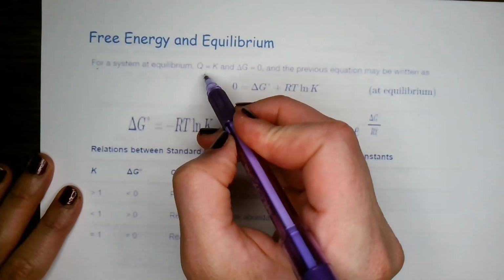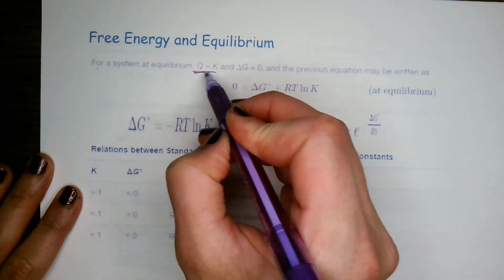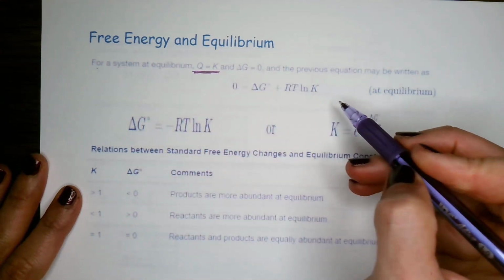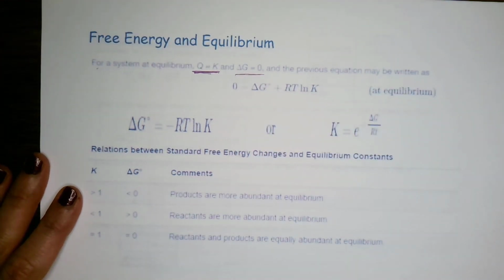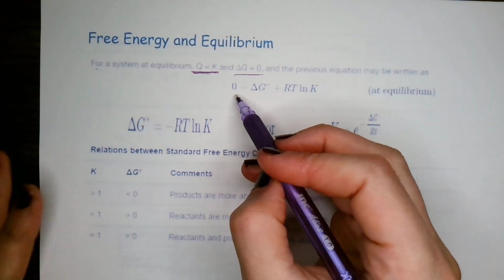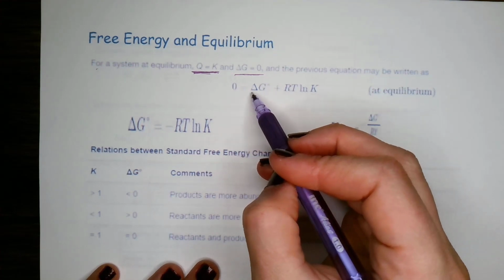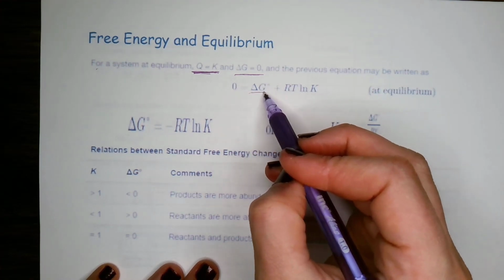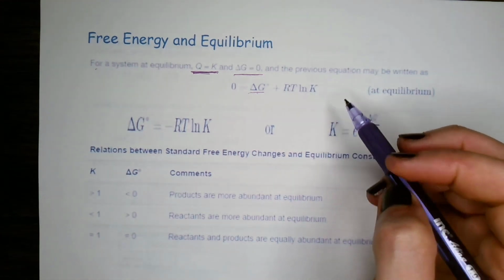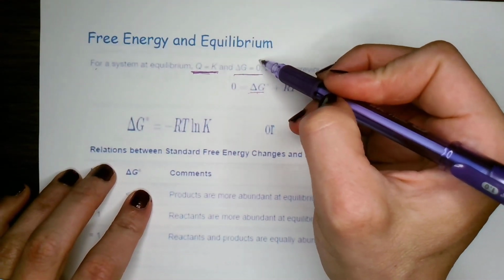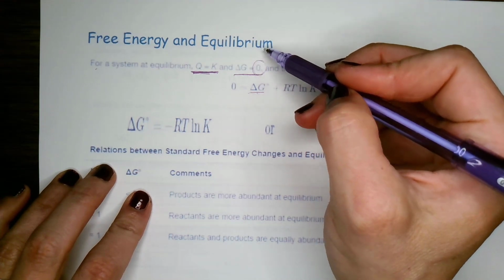All right, let's look at this. Hopefully these practice problems are getting easier for you. So let's look at a system that's in equilibrium. That means that our reaction quotient Q is equal to K. Our delta G is equal to 0. So we can take that previous equation where we said delta G was equal to delta G at standard conditions plus RT natural log of K.